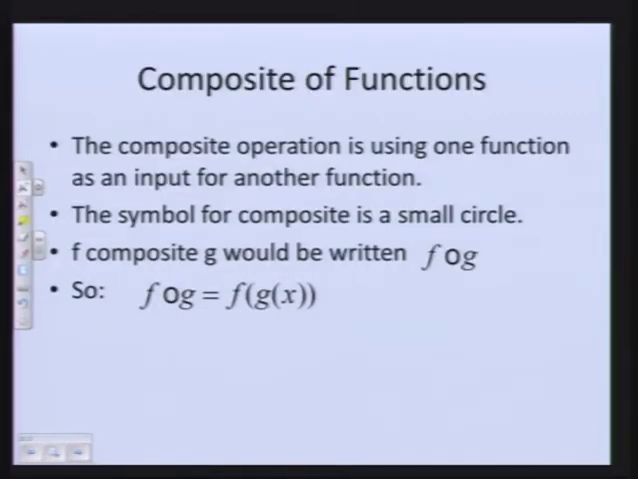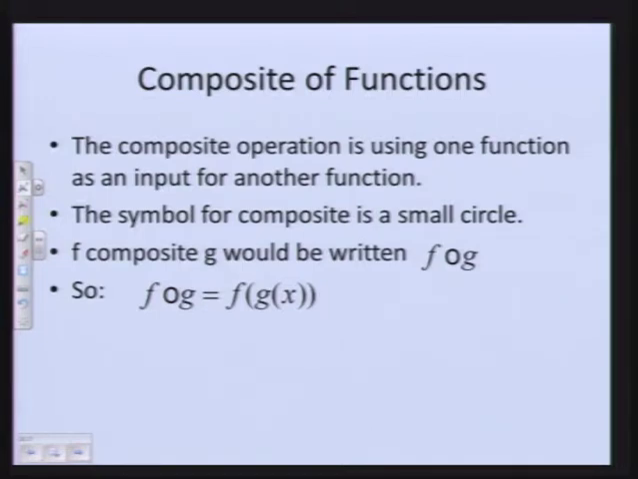The last function is a new function. Composite is a new thing. We can't do it with numbers because numbers themselves don't have variables. But since we have expressions with variables, we can substitute things in for the variable. Well, why not substitute entire functions? And that's what this process is.